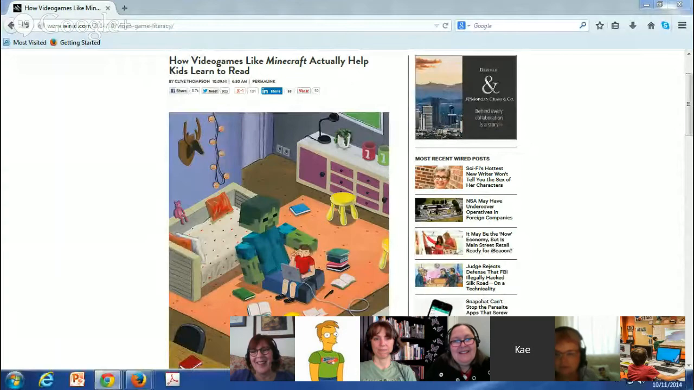that her principal shared with her. And it's in Wired Magazine, Clive Thompson, and it was from a day or two ago. Okay, here's the deal. How Minecraft helps kids learn to read, right? Now, those of us who have been working in games, of course we're going, yes, of course it does, right? And we've been screaming this at the top of our lungs for years now.